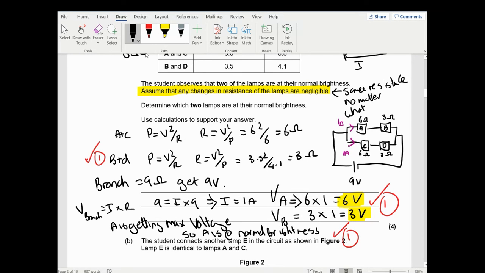I do apologise, it's 2 lamps, so it's going to be C and A. A is getting the max voltage, so, let me just delete that, C and A is getting the normal brightness.